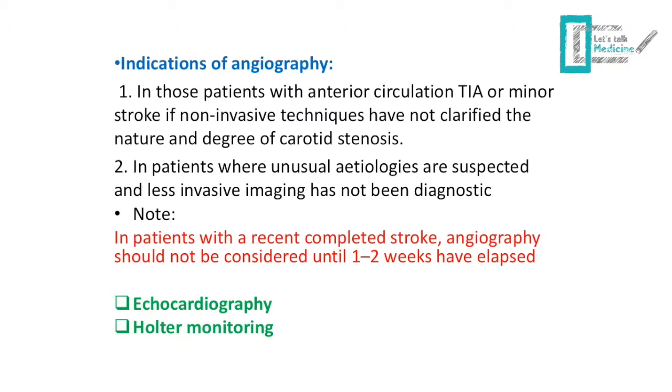The other indication is in patients with unusual etiologies, where the less invasive imaging has not been diagnostic. For example, in vasculitis, or in patients with arteriovenous malformations. Note that in patients with recent completed strokes, angiography should not be considered until 1 to 2 weeks have elapsed. Other techniques include echocardiography, done to show you the wall motion in patients with suspected atrial or ventricular embolism, and also Holter monitoring for patients with paroxysmal atrial fibrillation.